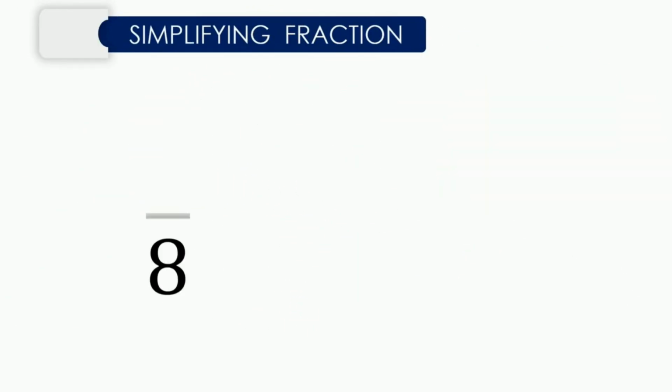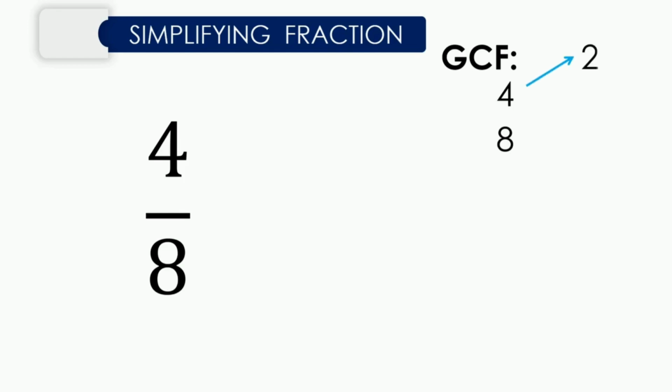The fraction 4 over 8 is not in simplified form. To simplify this fraction, we need to find the GCF or the greatest common factor of the numerator and the denominator, which is 4 and 8. So let's start with 4. The factors of 4 include 2 because 2 times 2 is 4. It will also include 1 and 4 because 1 times 4 is also 4.